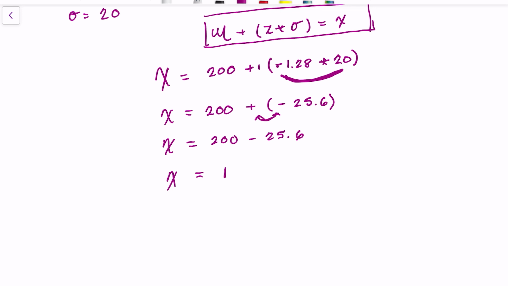The answer for X is 174.4. So the lowest score to find that bottom 10% in the cognitive functioning test is 174.4.